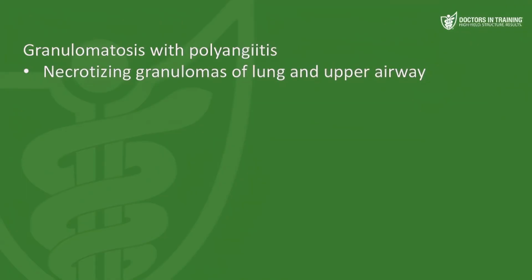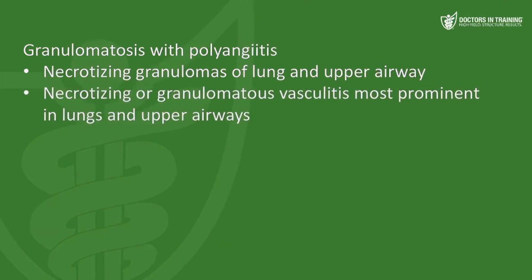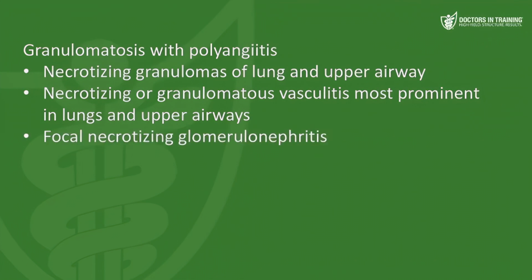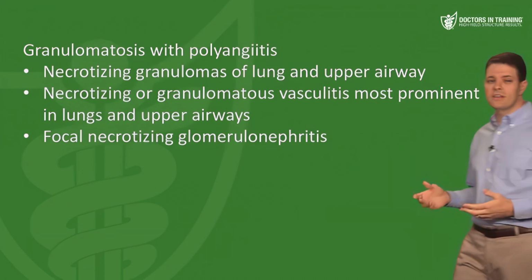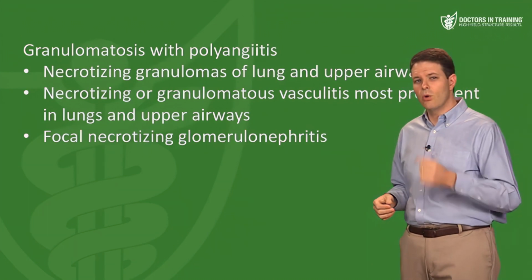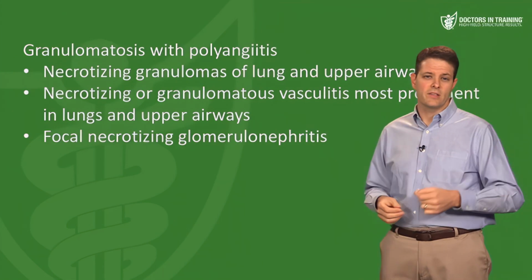The classic triad for granulomatosis with polyangiitis is necrotizing granulomas of the lung and upper airway, necrotizing or granulomatous vasculitis, which is most prominent in the lungs and upper airways, and focal necrotizing glomerulonephritis. This is a 4-star disease for your exam, so we're going to cover it in a little more detail in the cardiovascular video on vasculitis.